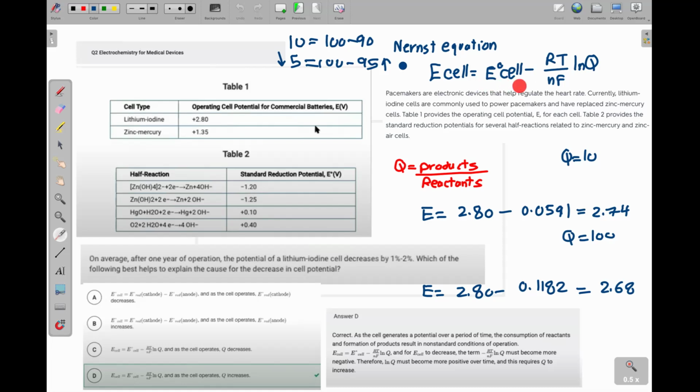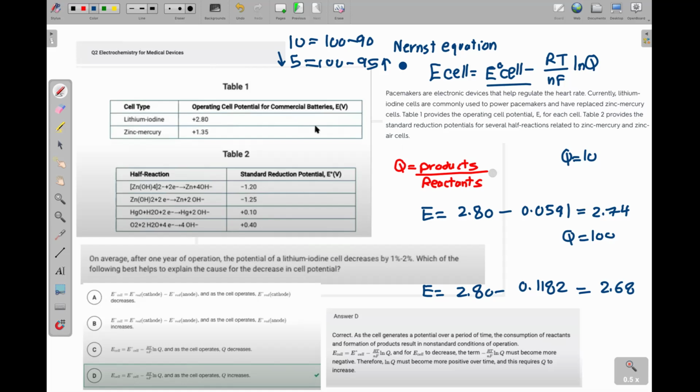The E node cell is my original battery. So what was my battery at the beginning? It's E node cell. This is the value 2.80. But what is my E cell? This is under non-standard conditions. This is what happens to my battery over time. If the Q goes up, apparently the E itself is going to decrease.